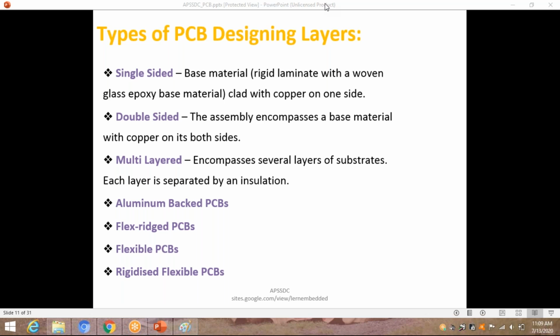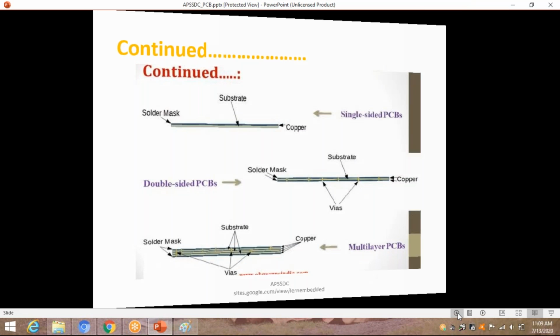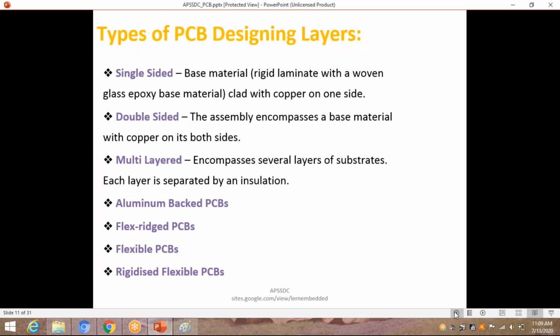Here we have several types of PCBs, such as aluminum-backed PCBs. Can anyone tell me what aluminum-backed PCBs are? Only respond if you have the knowledge about that, or else I will continue with the session. AC boards, sir. They are also PCBs, but there will be an aluminum layer.